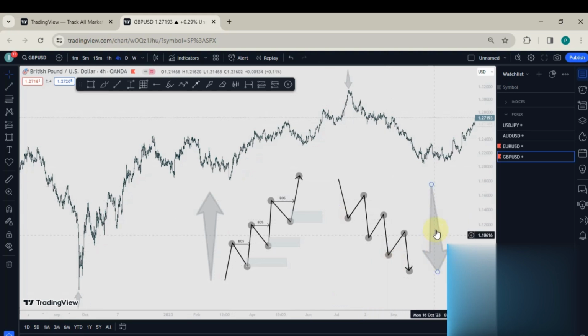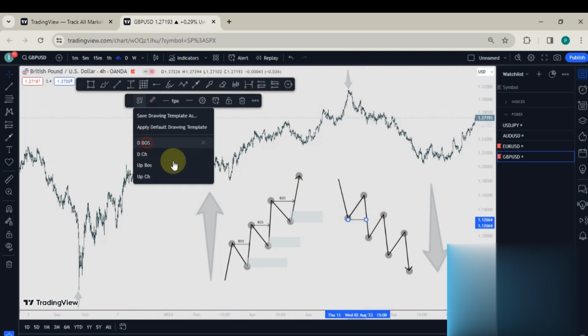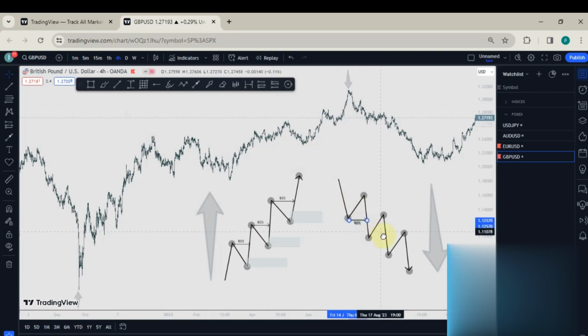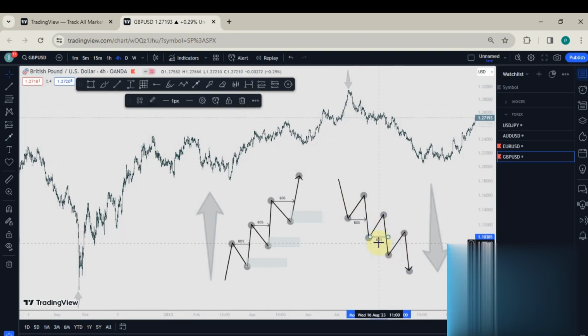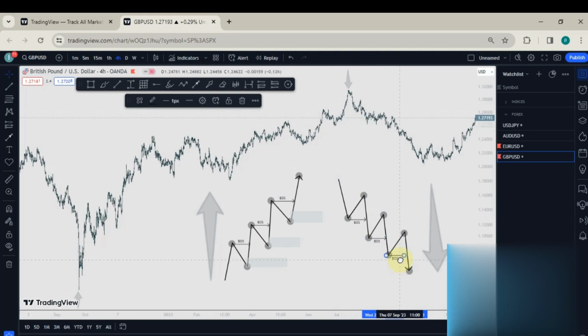This arrow going down indicates a downtrend. Whenever a lower high breaks a lower low, it causes what? A break of structure. You can see that it was what? Our new break of structure. And same thing here. This was our new break of structure. And also this was what? Our break of structure.